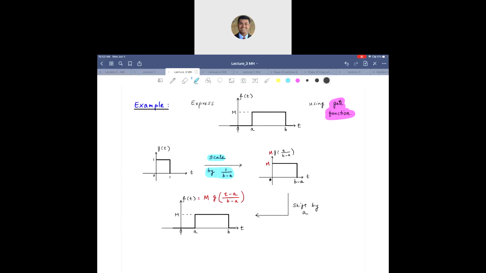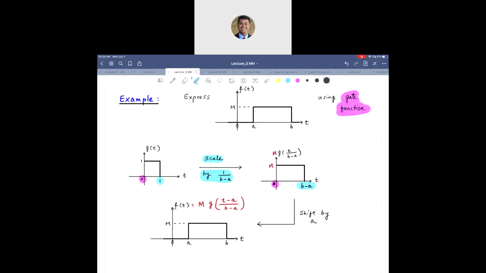So if I did that, what would happen? Well, 0 will remain 0. 1 will become b minus a. The height, because I also need to do an m here. I'm also multiplying by a factor of m and I'm adjusting the height of that as well. So I've done a time scaling first.